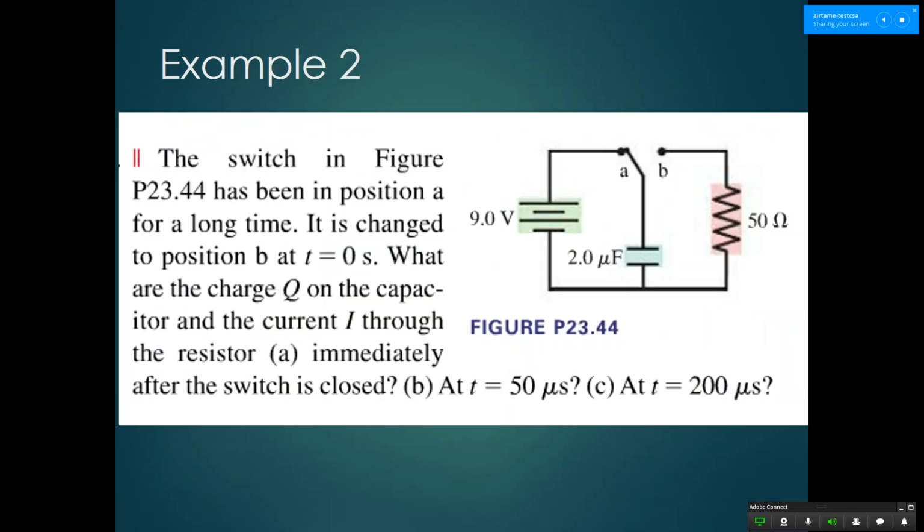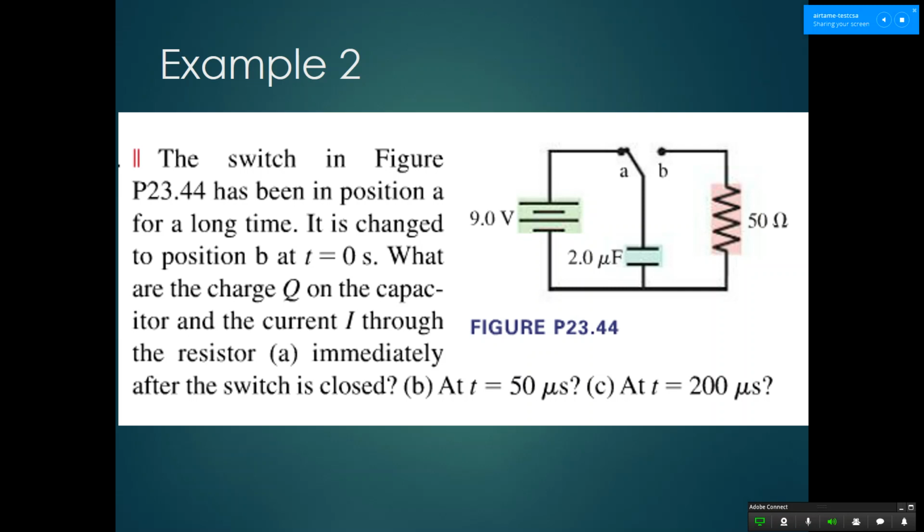All right, so let's read this. The switch in the figure beside this, P2344, has been positioned in the A position for a long time. So what's happening if you position it in that A position for a long time? What does that mean? Yeah, the capacitor is fully charged. Perfect. And then it is changed to position B, and that's when we start our timer. So what's going to happen once you flick it to position B? Discharge, exactly. So the current's going to flow through the resistor.